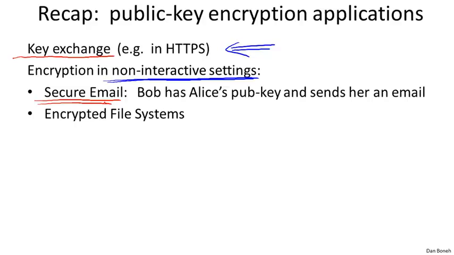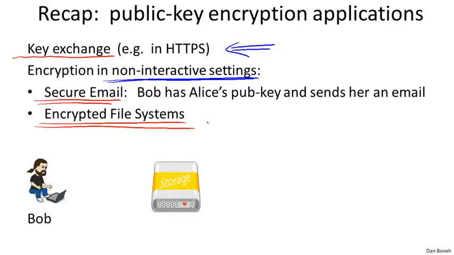However, there are many other cases where interaction is not possible, and I want to show you two such cases. The first example is file systems. And in fact, public key encryption is a good way to manage file sharing in an encrypted file system. So let me show you what I mean by that.